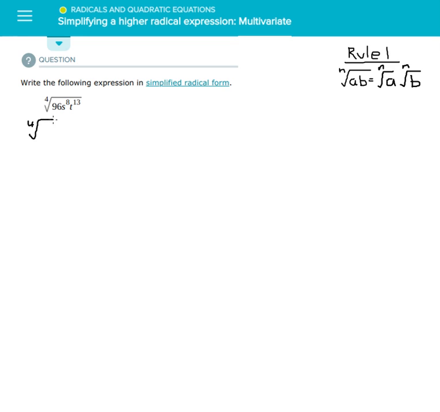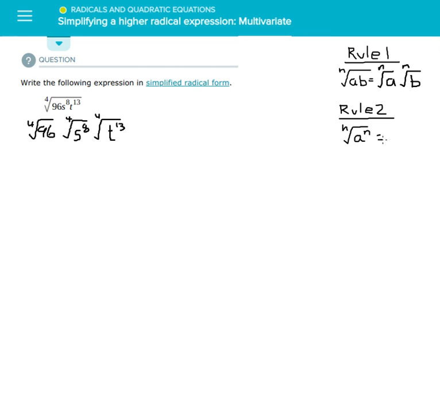So I have my index 4, and I'm going to put 96 in its own radical, and I'm going to put the S in its own. And again, you keep the index the same, and then I'm going to put T in its own. I think this is one of the simpler ways to do a problem like this. So all we've done is use rule 1, which says I can break everything apart. Well, now what?